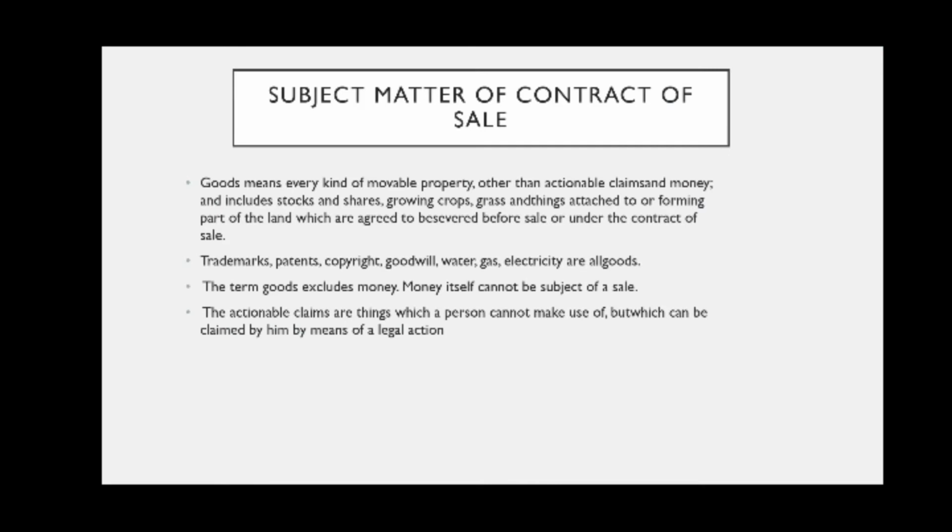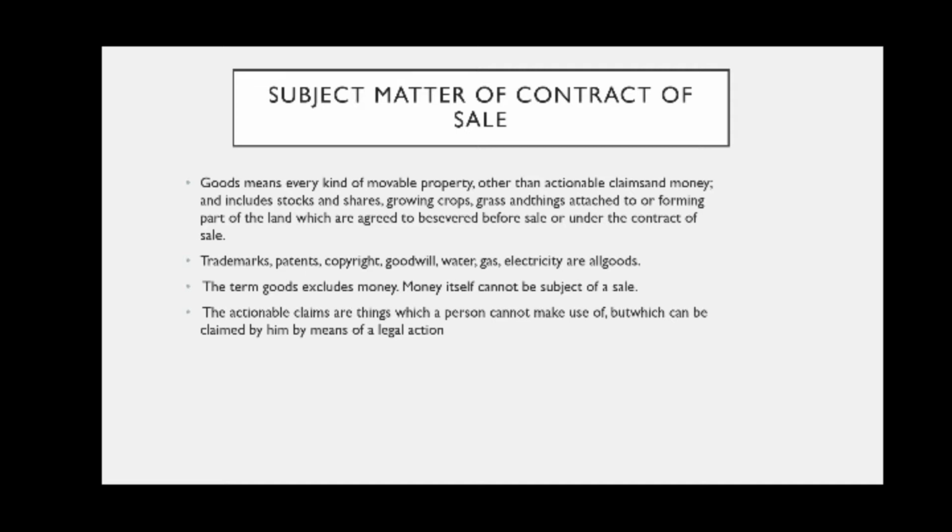Goods means every kind of movable property other than actionable claims and money, and includes stock and shares, growing crops, grass and things attached to or forming part of the land which are agreed to be severed before sale or under the contract of sale. Trademark, patent, copyright, goodwill, water, gas, electricity are all goods.